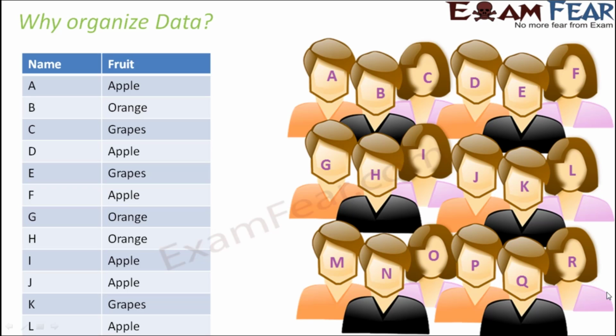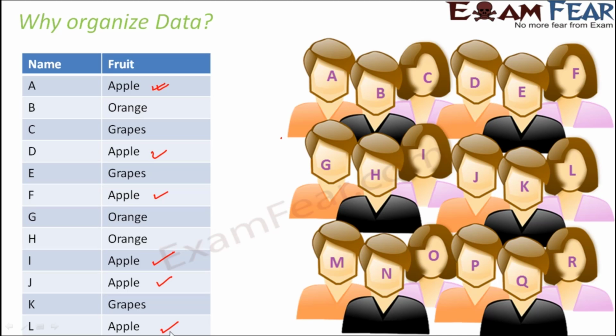Not only that, when you look at the screen, you see that there are certain data which gets repeated over and again. For example, the favorite fruit apple. Apple is not the favorite fruit only for A. It is a favorite fruit for D, it is also a favorite fruit for F, I, J and L. So there are multiple people who said that apple is their favorite fruit. So in this table, we see that apple is a data that is getting repeated again and again.